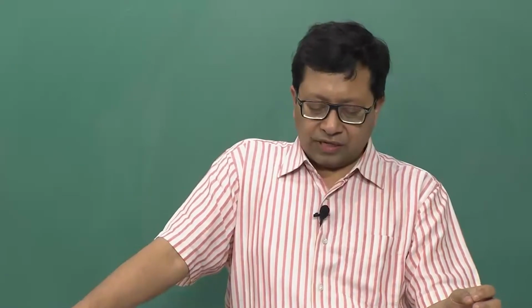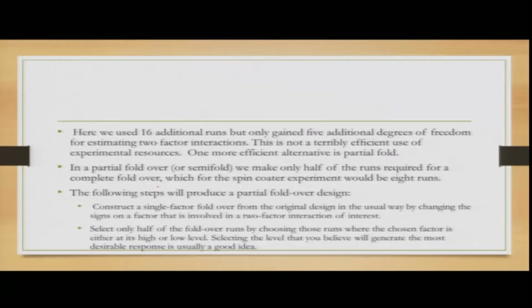So, here we generally use 16 additional runs, but only gained 5 additional degrees of freedom for estimating two factor interactions. This is not a terribly efficient use of experimental resources. So, obviously, you can have better or worse depending on the different types of combinations of variables we are taking.